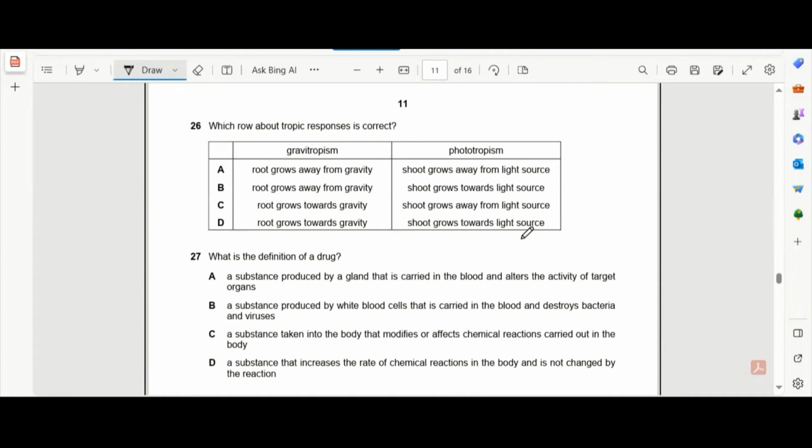26. Which row about tropic responses is correct? Root grows towards gravity, and shoot will grow not away from the light source, but towards the light source. So D will be the only correct answer.